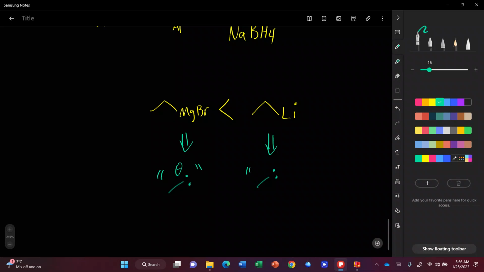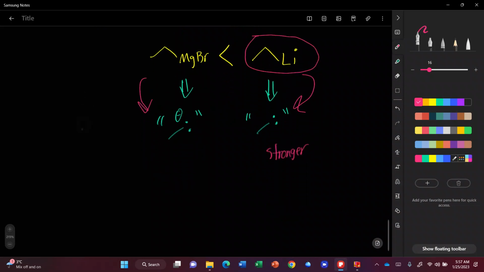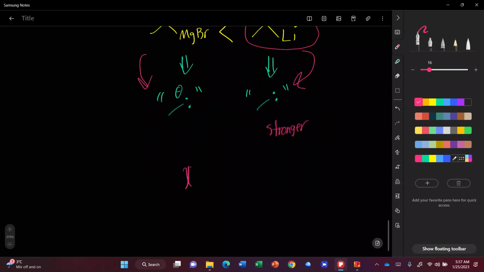Now again, neither the Grignard nor the alkyl lithium is actually an ethane carbanion. However, the alkyl lithium is much, much, much closer to being this than the Grignard is. And so the alkyl lithium is a stronger nucleophile. That is because the electronegativity of magnesium is greater than the electronegativity of lithium.